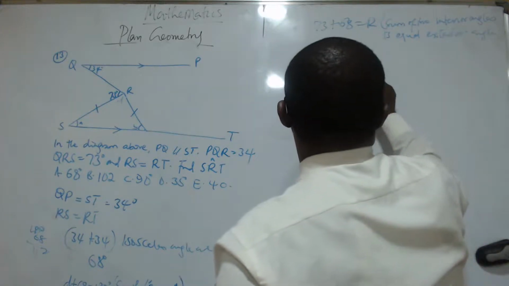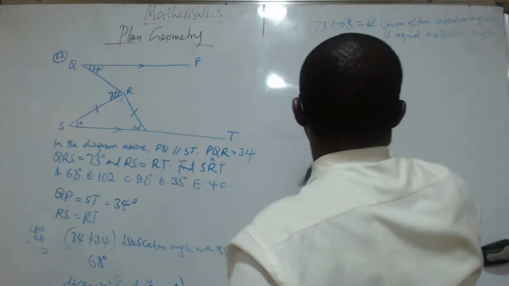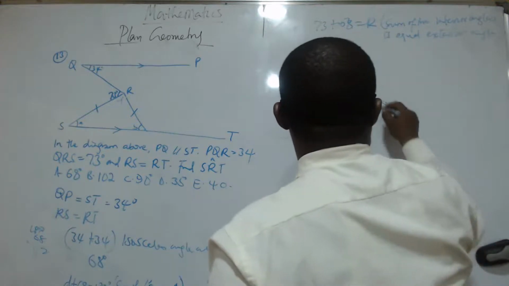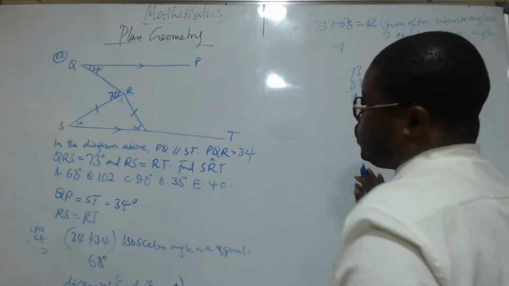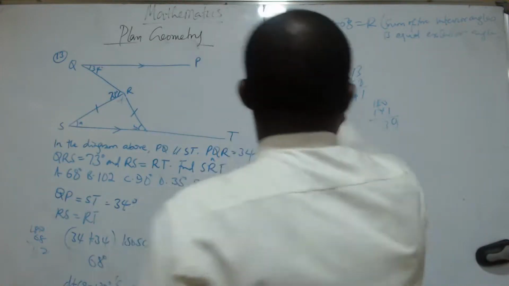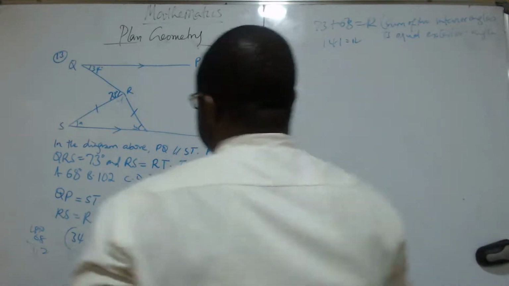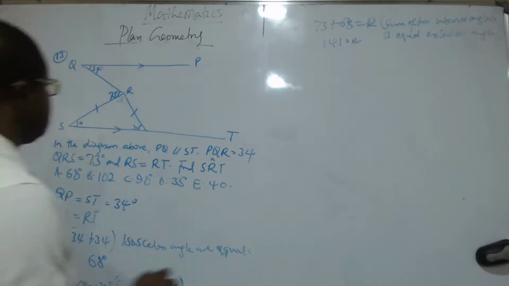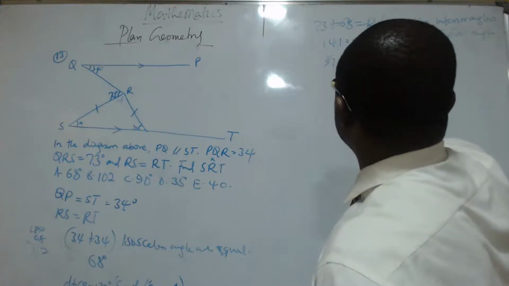73, 68, we have 141, then 180 minus 141, we have 39. Okay? So that means the angle there is what? 39. That's the angle. Then here now we have what? 39 plus what? 68.